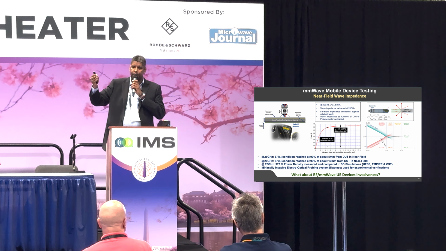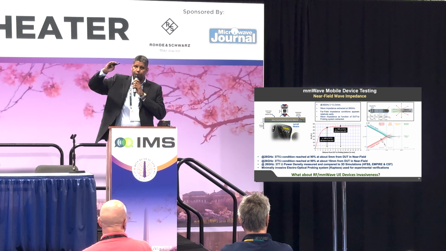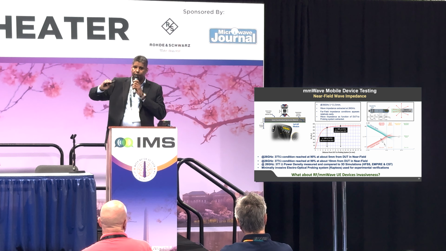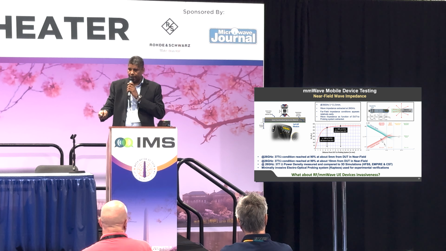Why 5 millimeter? Because at 28 gigahertz, the wavelength is 10 millimeter. If you want to be lambda over 2 from the device, then you need to be 5 millimeter from the device itself to get the right focus. And based on that distance, we were able to measure the electric and the magnetic field.